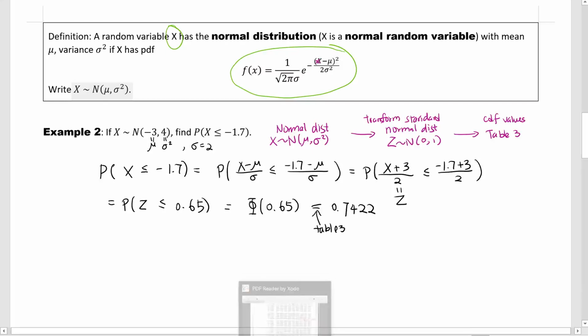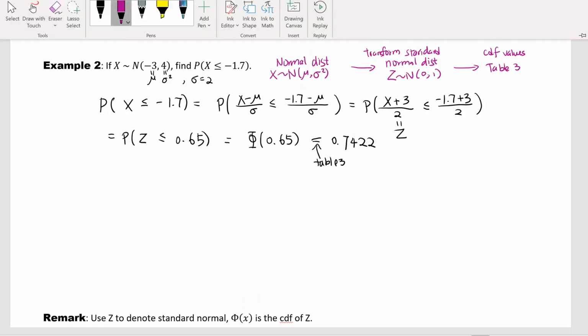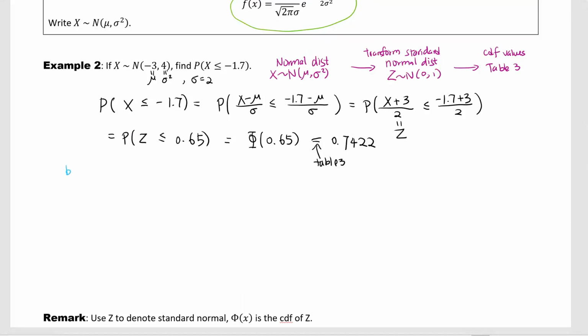I actually want to ask you more questions, so let me create a part B here. This is part A. In part A, I give you the x values and ask you to find the probability. In part B, I give you the probability and ask you to find the x values.